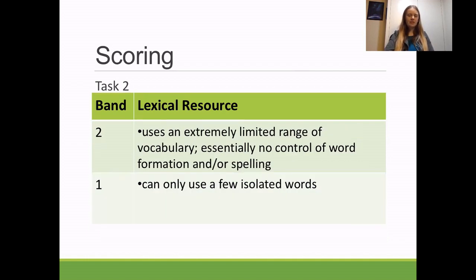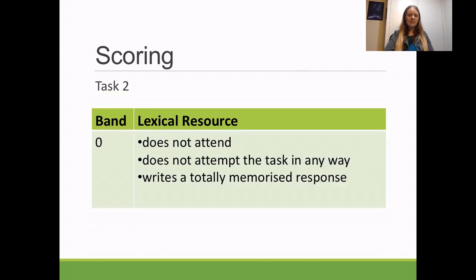A score of 2 would mean that you have an extremely limited range of vocabulary, essentially no control of word formation and or spelling. And a score of 1 would be that you can only use a few isolated words. You can't make sentences and convey your ideas in that way. And a 0, you didn't go, you didn't write, or you only used memorized phrases.